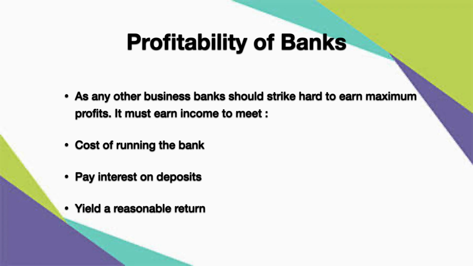Profitability of banks. Now we looked at investment, we looked at liquidity, now we are going to look at profitability. As with any other business, banks should strive hard to earn maximum profit. Yes or no? As we told, banks earn profits with the margin of income, that is, the interest they charge on loans and the interest they give on deposits. If they're charging 12% on loans, they might just pay 10% to depositors. The difference of 2% is what the bank earns.